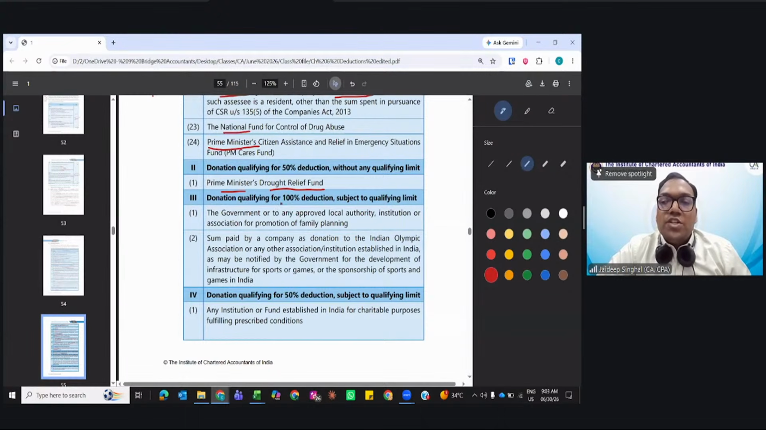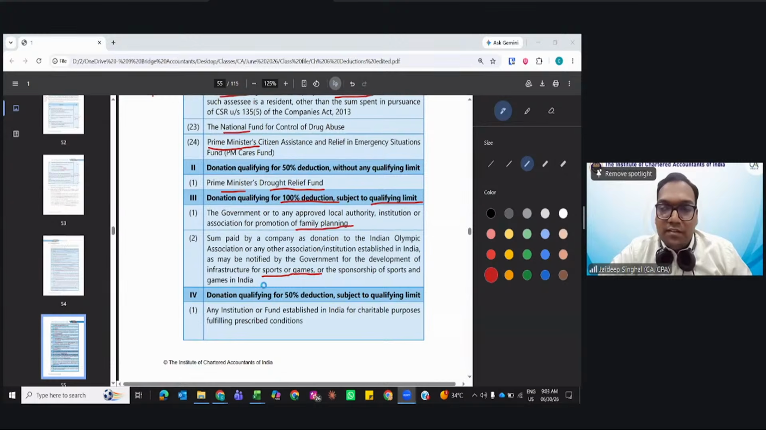Next is donation qualifying for 100% deduction subject to qualifying limit. Now these are subject to a qualifying limit. What the limit is, we will study. 100%. Now there are only two here. One is government or approved fund institution for the promotion of family planning. Then sums paid by the company or donation to the Indian Olympic Association or other association established in India as may be notified by the government of India for the development of infrastructure for sports and games or sponsorship of sports and games in India.